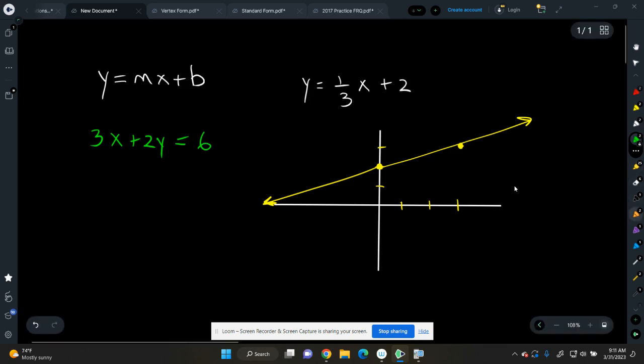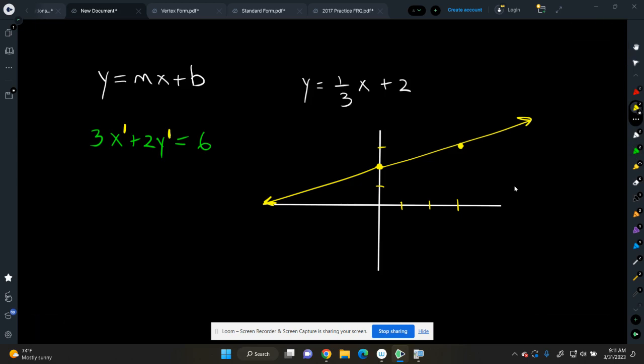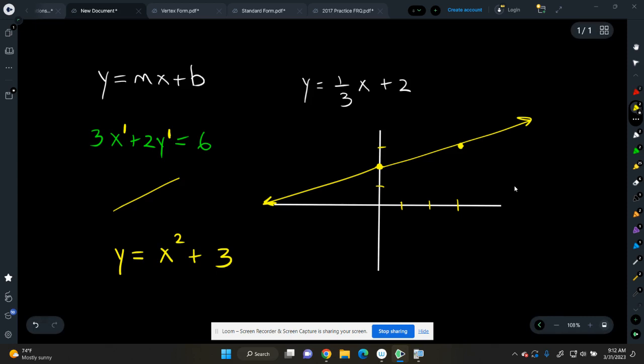Now, the way that I know that is by looking at the exponents. The exponent of the x is a 1. The exponent of the y is a 1. That tells me it is a linear equation. So without graphing it, I know that this is going to be a straight line. As opposed to something like this, y equals x squared plus 3. That will not be a straight line.